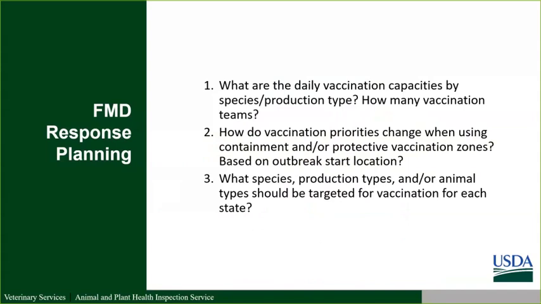And then finally, knowing what species, production types, and/or animal types should be targeted for vaccination for each state. I'll refer you back to Dr. Darrell Stiles' presentation on that. He gave a lot of really great points to consider for applying vaccine, especially during those first 14 weeks, looking at the biology and host response that can help dictate the prioritization of vaccination. But this is a key thing to think through as well, to decide what it is you're going to try to protect and how that's going to be performed logistically.